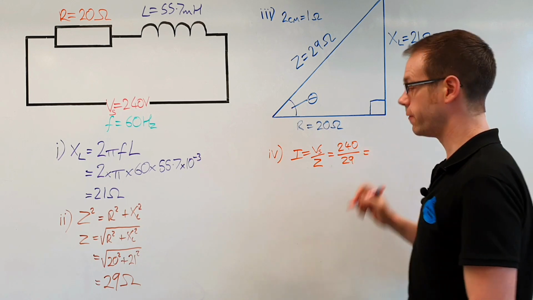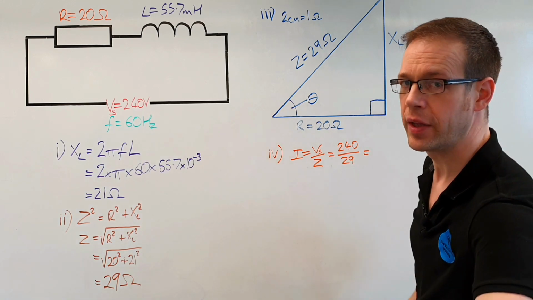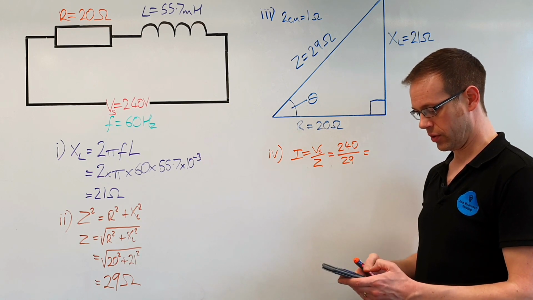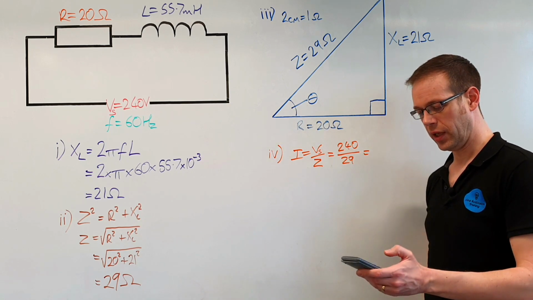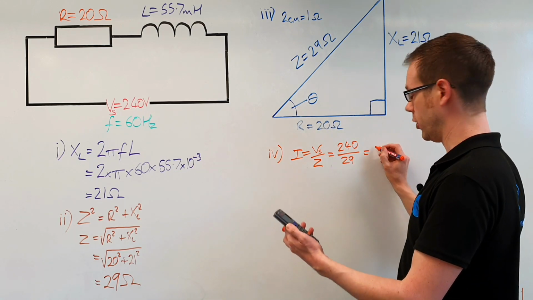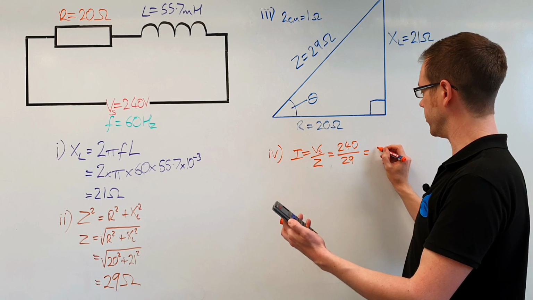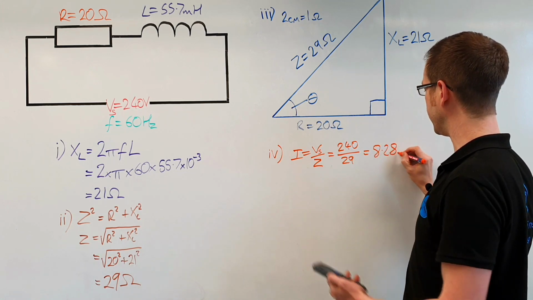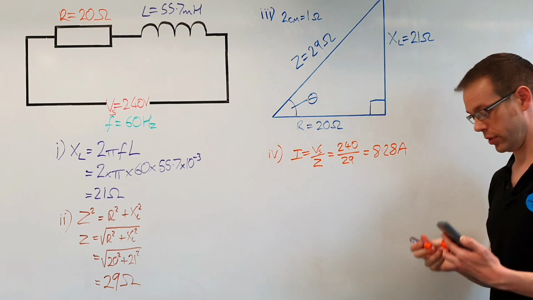So we've got 240 divided by 29. So 240 divided by 29 is going to give us 8.27586 plus change. So we'll round that off to 2 decimal places as a reasonable value. So we've got 8.28 amperes.